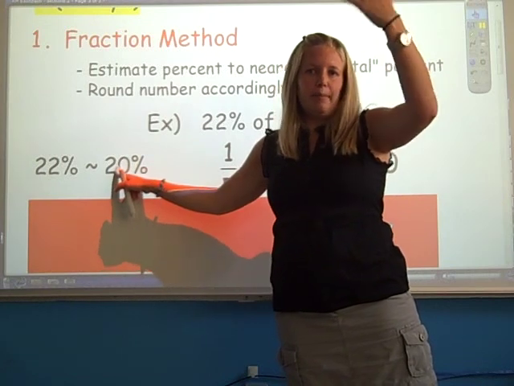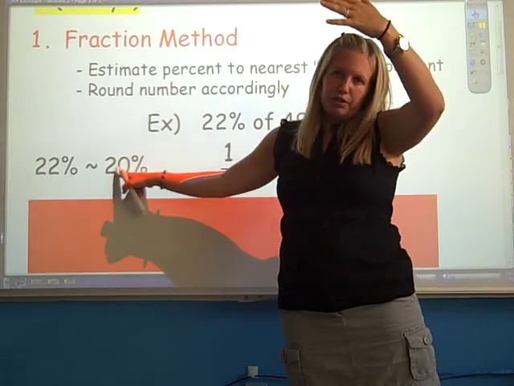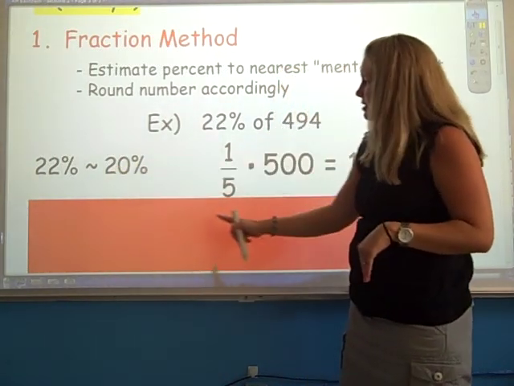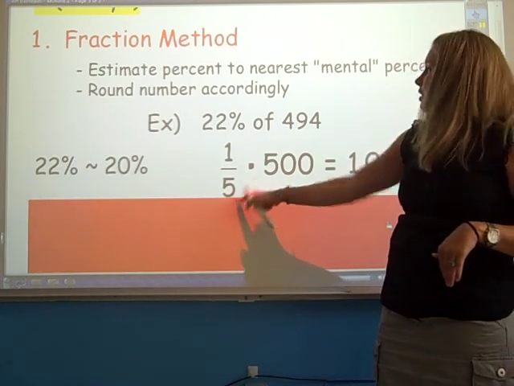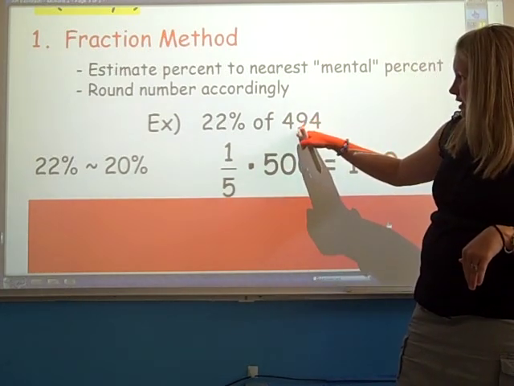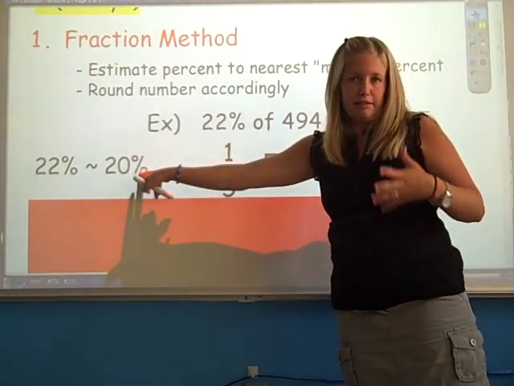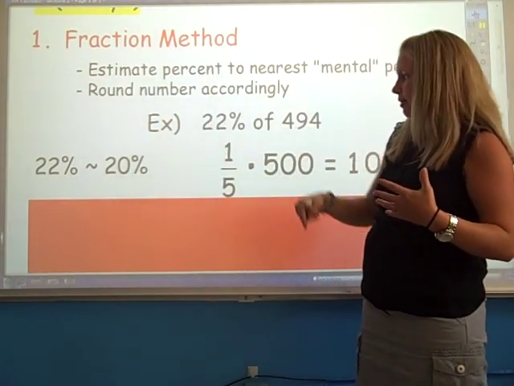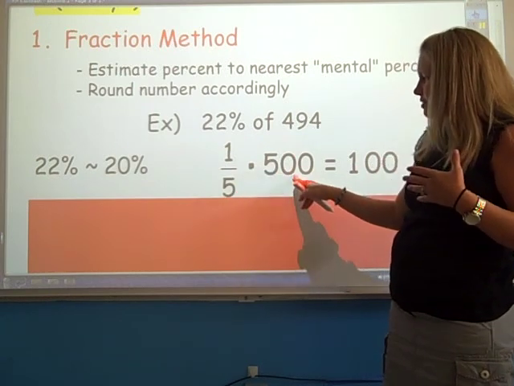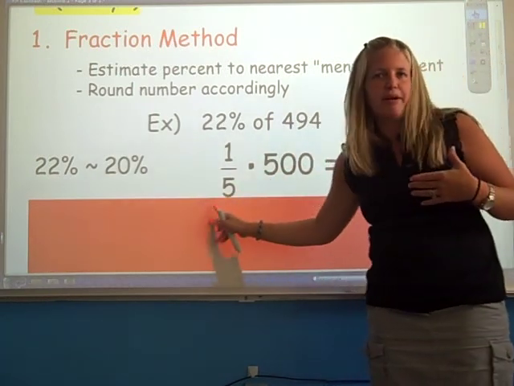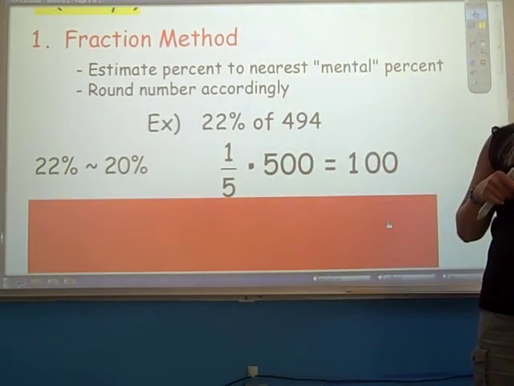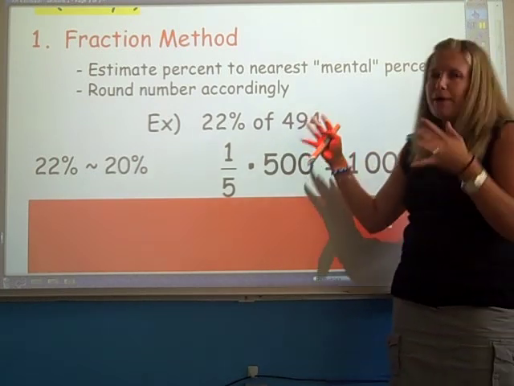20. I didn't go up because it's not closer to 25, it's closer to 20, and 20% is 1/5. And I'm going to round 494 to 500. 1/5, which is 20% as the fraction, that's why this is the fraction method. 1/5 times 500 means 500 divided by 5 in my head. I get 100. Done. So my answer is about 100.